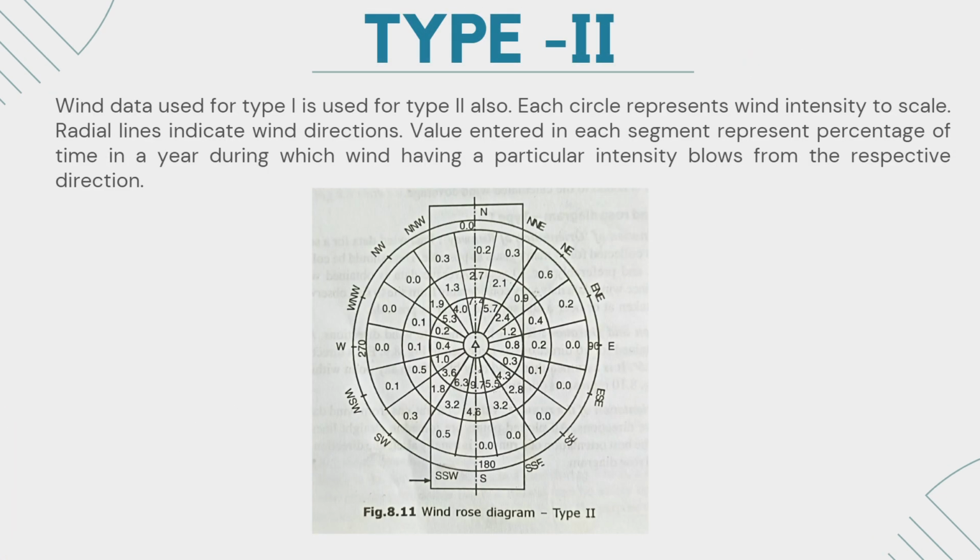In this, the wind data used for type 1 is used for type 2 also. So here the difference is we are using a strip-like thing to find the result. In this, it represents the wind intensity to scale. The radial lines indicate the wind direction. The value entered in each segment represents the percentage of time in a year during which wind of a particular intensity blows from the respective direction.